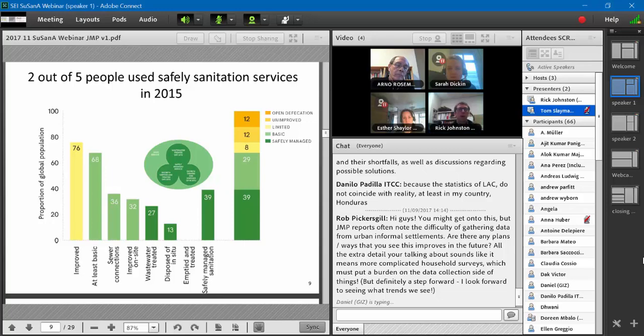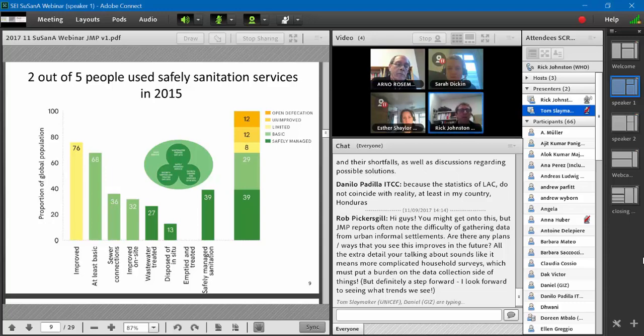And then we look to see what happens in terms of wastewater treatment, safe disposal in situ, and emptying and treatment. We collected data on those things and found that 27% of the population globally uses sewer connections that aren't shared and where wastewater is treated, at least to the secondary level. And we'll come to the details of treatment in a few slides.